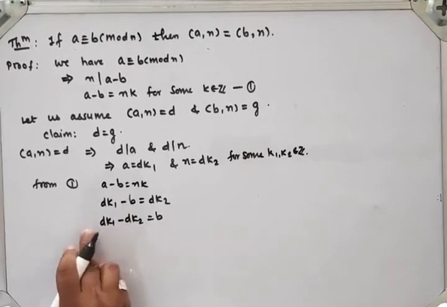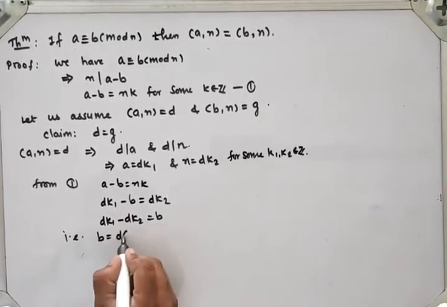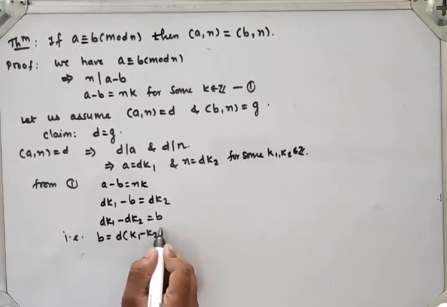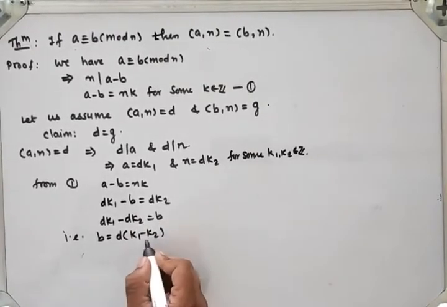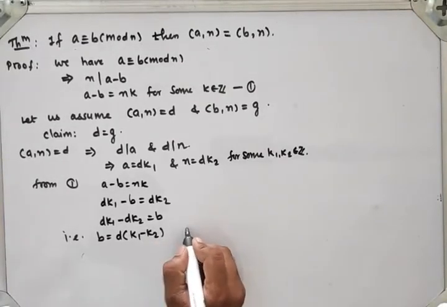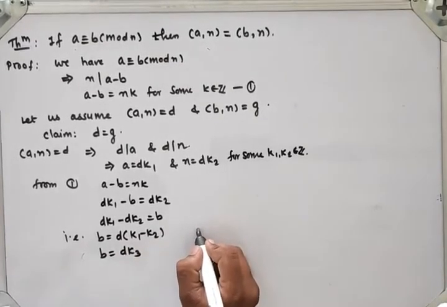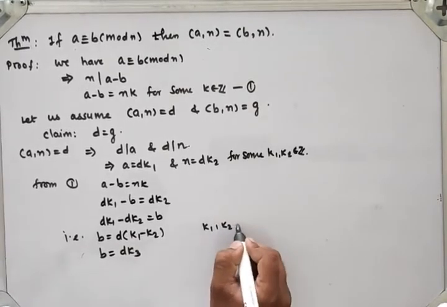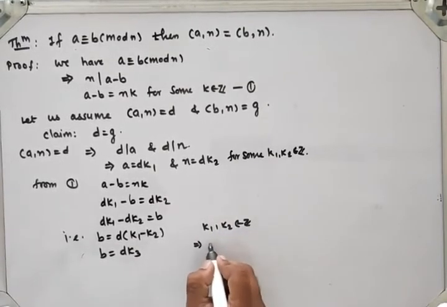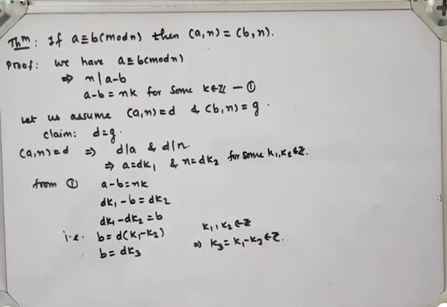So we get b is equal to d k1 minus d k2. That is, we write b is equal to d, taking d as common, into bracket k1 minus k2. Since k1, k2 belong to the set of integers, k1 minus k2 is again an integer. So I will write this as k3, where k3 is equal to k1 minus k2, again in the set of integers. So what we say here is that d divides b.